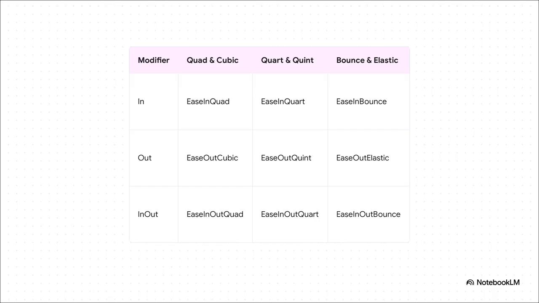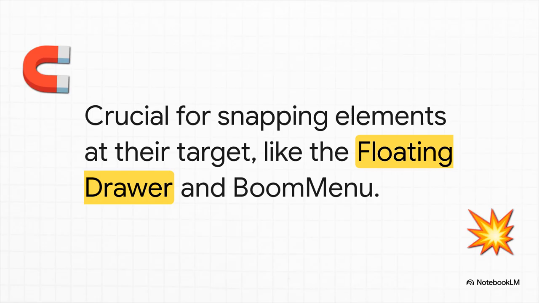In just means the animation accelerates from a total standstill. Out means it decelerates as it approaches its target, and in-out, well, it accelerates halfway and then smoothly decelerates. It's really just math dictating the flow of time. The truly crucial point, though, is how you apply these to real-world user interfaces.